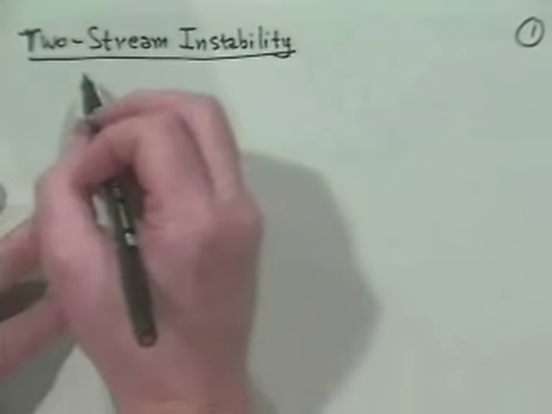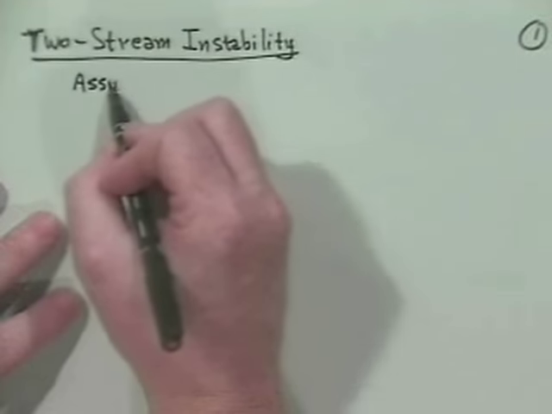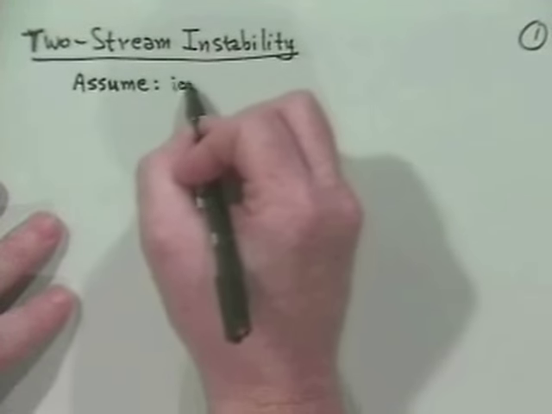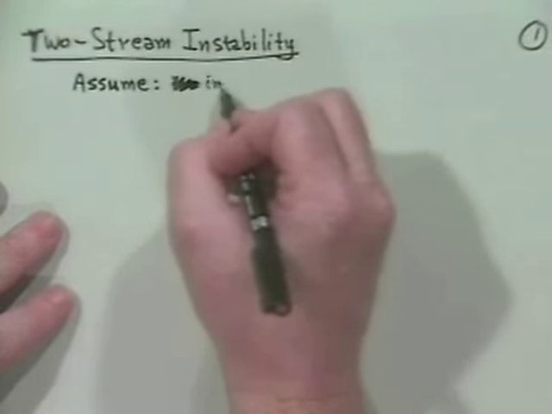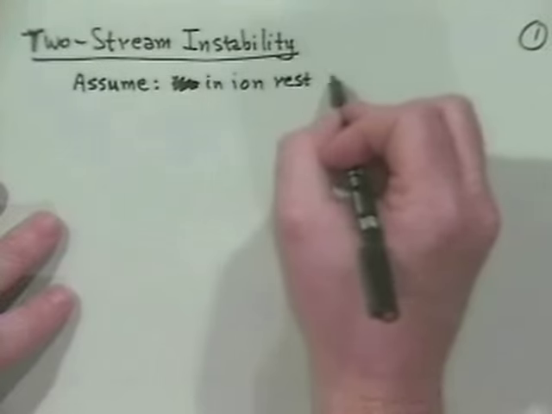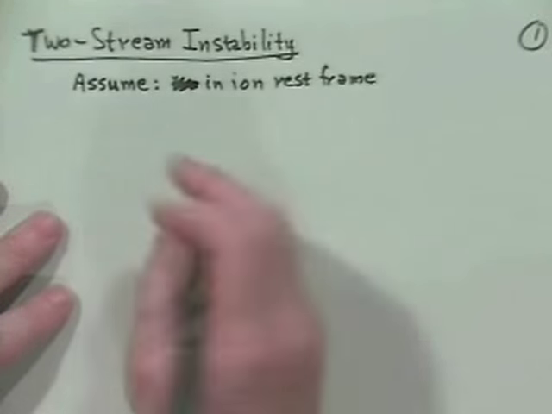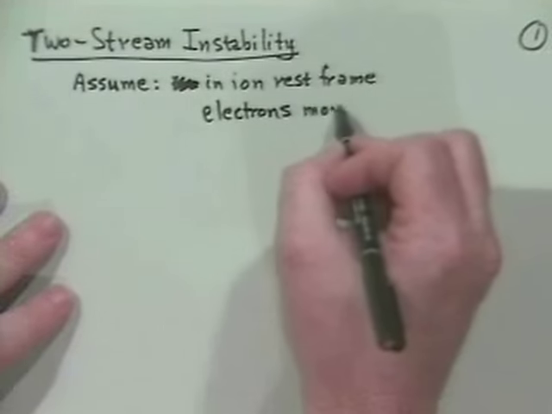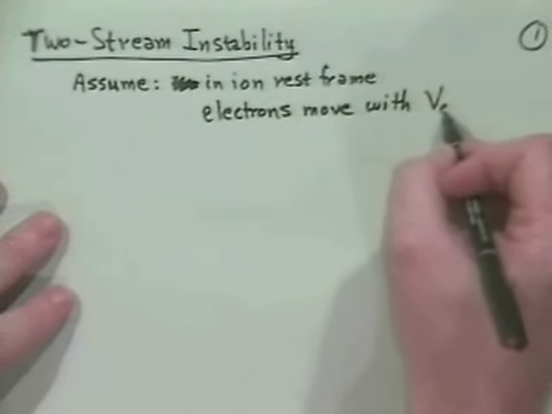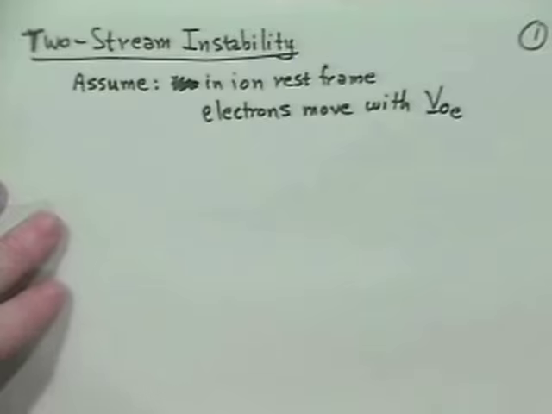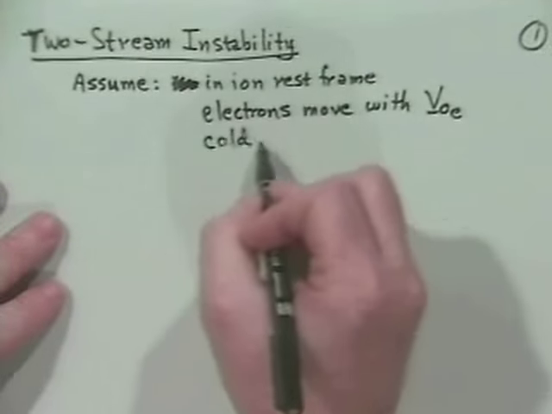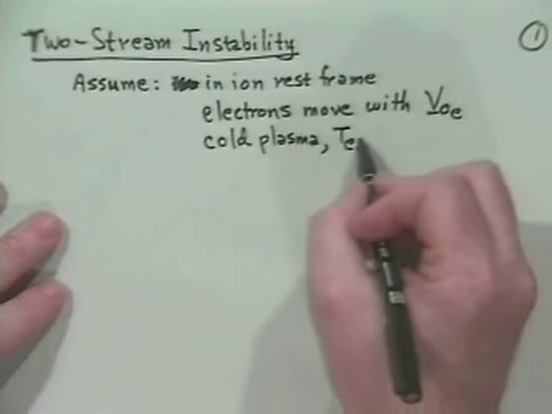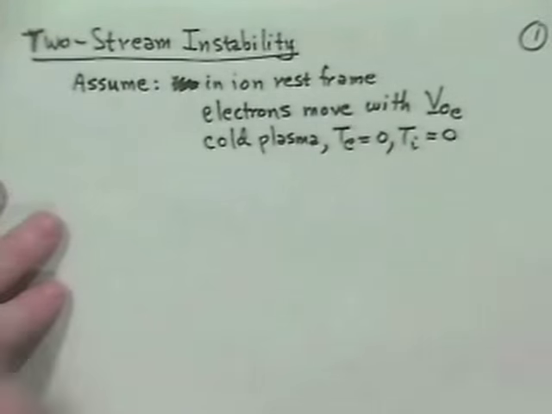So what we do is we assume a number of things to simplify the analysis, and basically what we assume is that we're in the ion rest frame. Let's say in ion rest frame. And in that ion rest frame, the electrons move with flow velocity V naught E, an electron flow velocity. Also, we'll assume that this is a so-called cold plasma, by which we mean that the electron temperature is equal to zero, and the ion temperature is equal to zero.